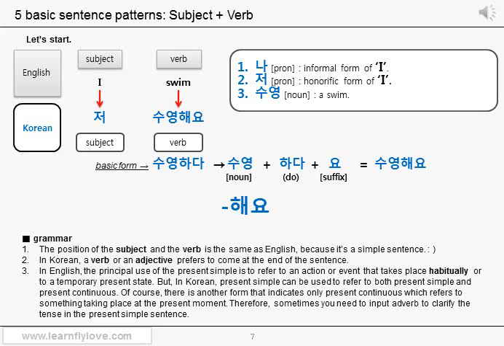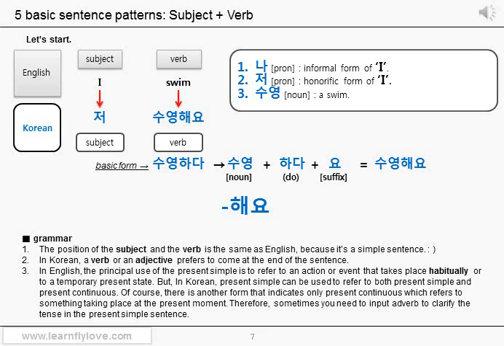Okay, let's start with the first sentence pattern, subject plus verb. Let's take a look at the sentence on the top left. I swim. We already saw this verb swim, right? And let's take a look at the Korean sentence. Whenever you see the English sentence and Korean sentence in this lesson, you should compare the sentence structure or the position of the words in those two sentences, okay?